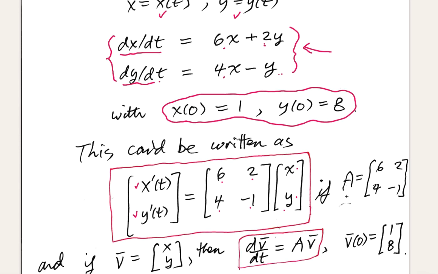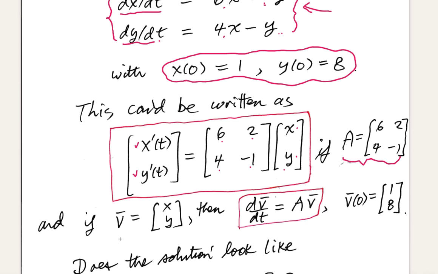Now I'm going to go ahead and let A represent this matrix here, the square one, 6, 2, 4, negative 1, reading across. Now I'm going to think about my unknown in vector terms, right? This is linear algebra. So I'm going to call this V bar, which is x, y. Now these are functions of t, so this is a vector of functions, right? But I'm going to give it a single name, V bar.